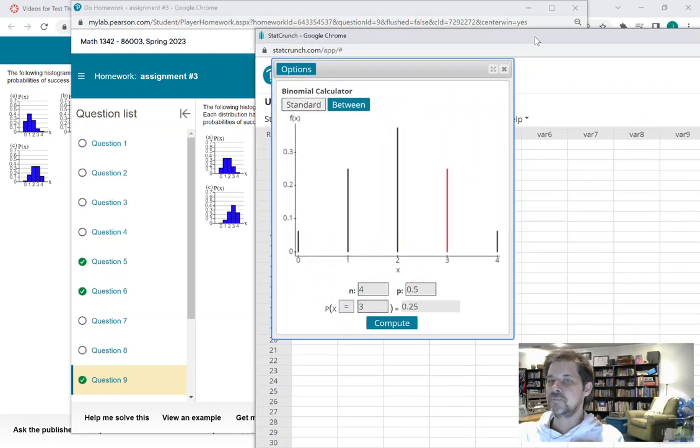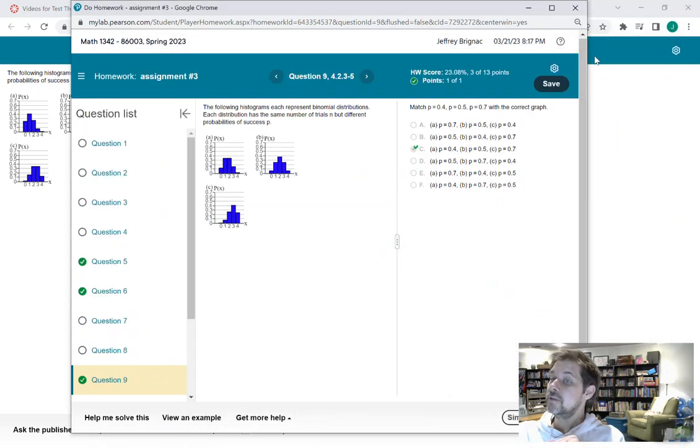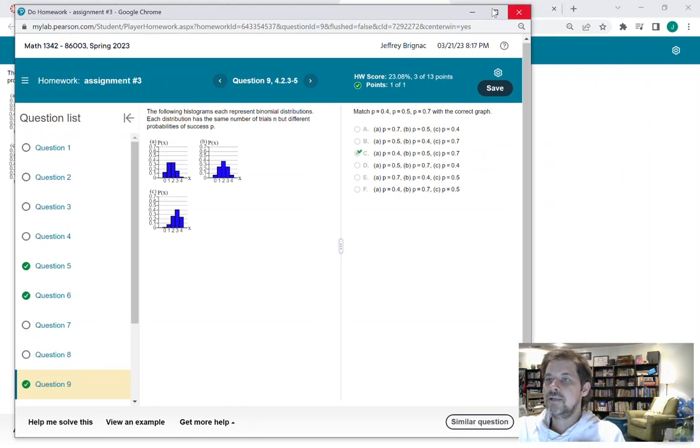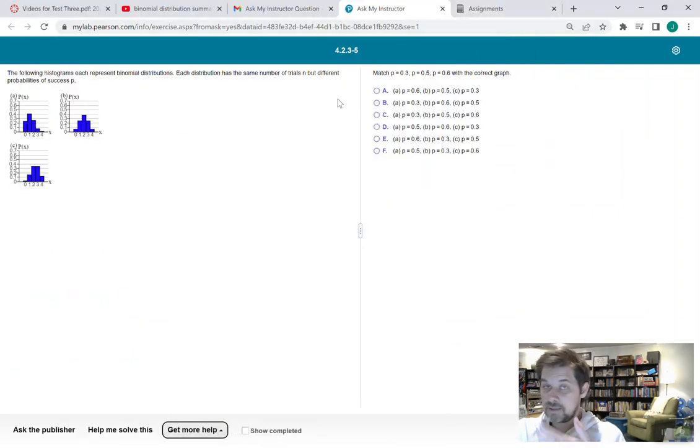Okay, so the binomial calculator in StatCrunch will produce the entire distribution. Okay, the distribution being all possible probability values. Okay, so I can do it that way. Then it's just a matter of getting it to match up. All right, so that's how we'll approach a question like that.